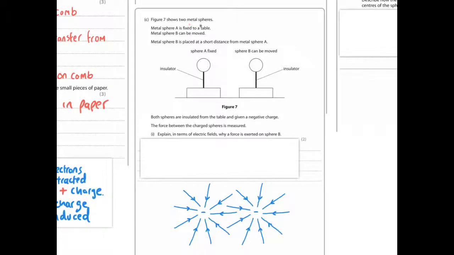Figure 7 shows 2 metal spheres. Metal sphere A is fixed to a table, metal sphere B can be moved. So this can be moved, this is fixed. Metal sphere B is placed at a short distance from metal sphere A, so they're close together. Both spheres are insulated from the table and given a negative charge. The force between the charged spheres is measured. Explain in terms of electric fields why a force is exerted on sphere B.